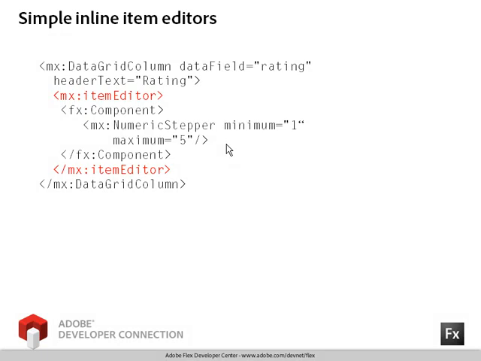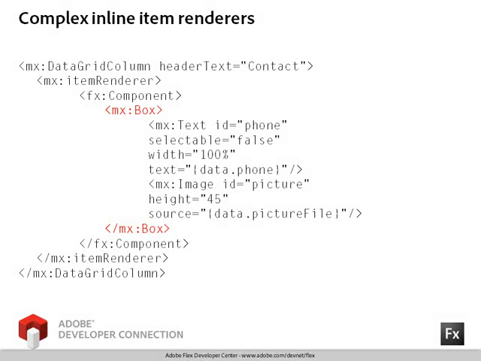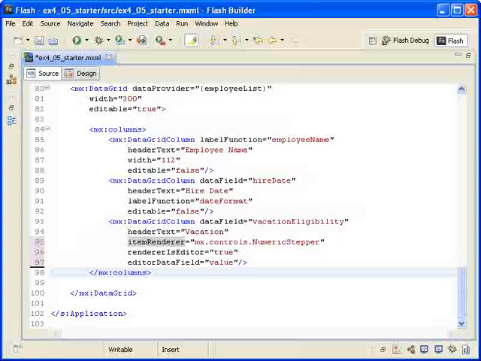Note, however, that you do not have an item renderer class instance nested within the components instance for an MX data grid container as you did in the Spark data group container. If you have more than one control to display in your editor or renderer, you should place the controls within a container. This code shows the text and image controls nested within an MX box container.